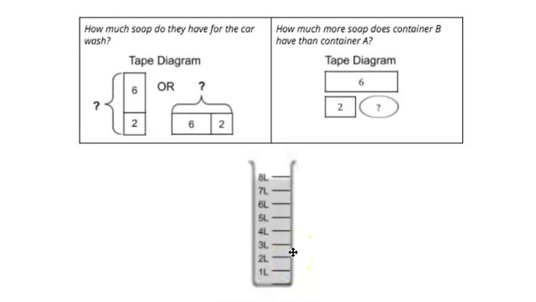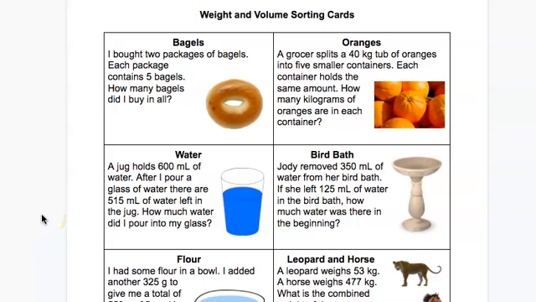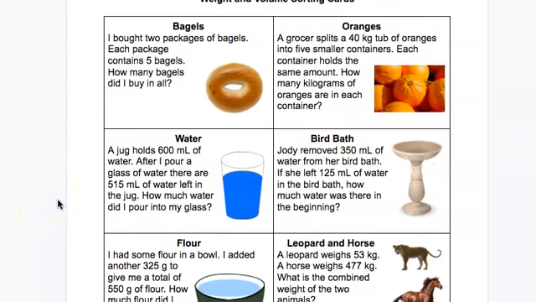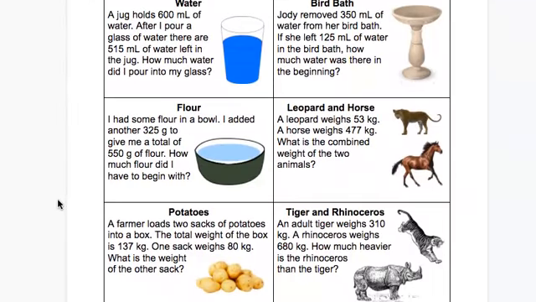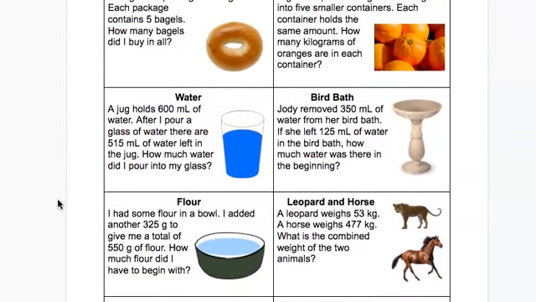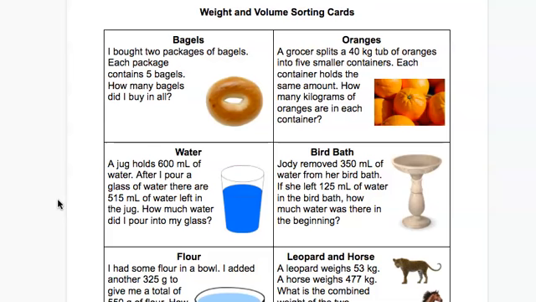That's what you're going to be working on today. You have these following sorting cards. They all involve weight or volume. Your job is to decide if these problems involve addition or subtraction, like adding to, taking apart, putting together, comparing, or if they involve equal groups, like division or multiplication.